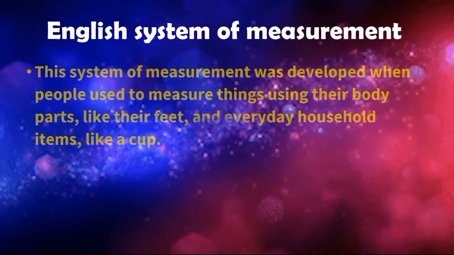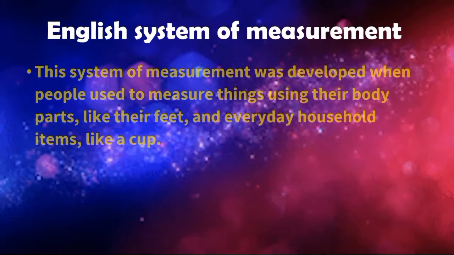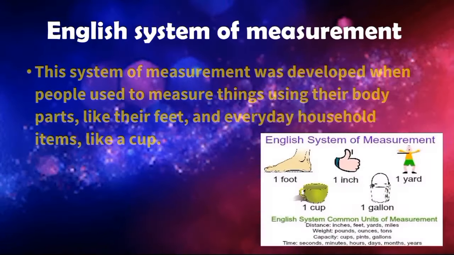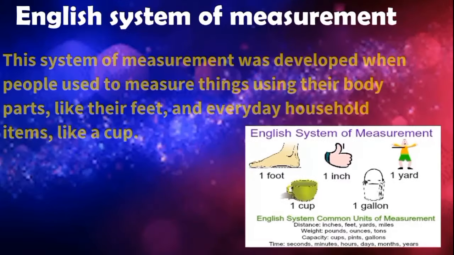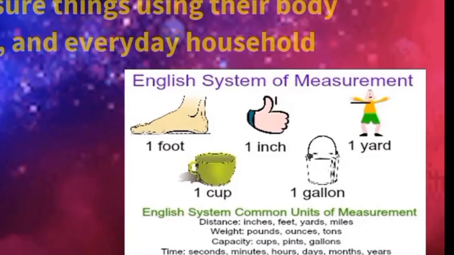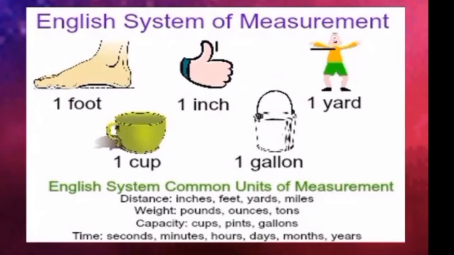English system of measurement. This system of measurement was developed when people used to measure things using their body parts, like their feet, and everyday household items like a cup. Common units of measurement in the English system: in length, they use inches, feet, yards, and miles. In weight, we have pounds, ounces, and tons. In capacity, we have cups, pints, and gallons. And in time, we have seconds, minutes, hours, days, months, and years.